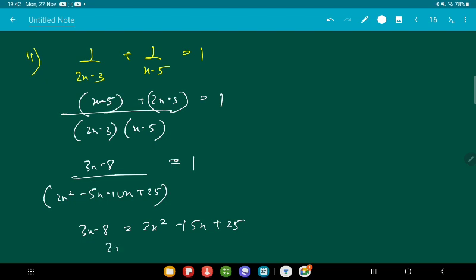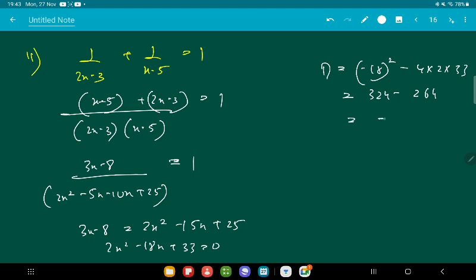Once you resolve this, what will you get? 2x square minus 18x plus 33 is equal to 0. Comparing the equations, calculate the D, which is b square minus 4ac: minus 18 square. Once you solve, 324 minus 264, you will get 60, which is greater than 0.